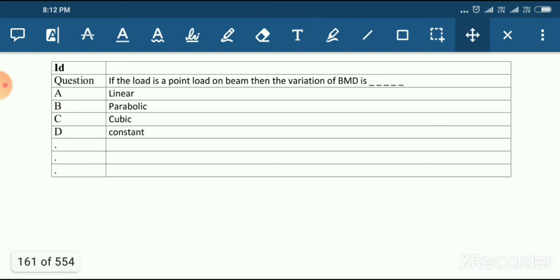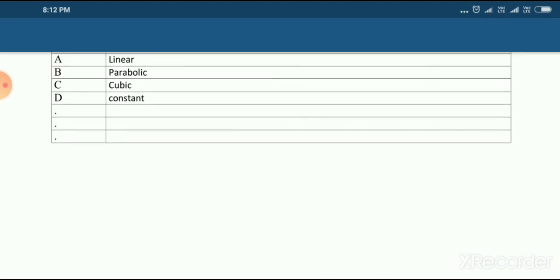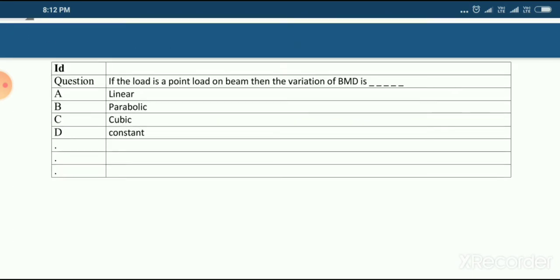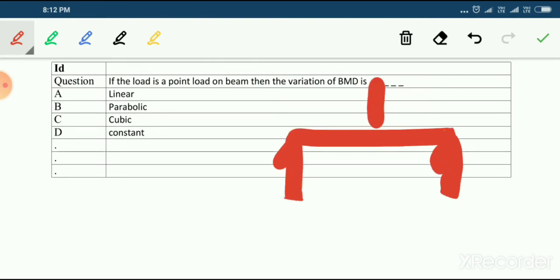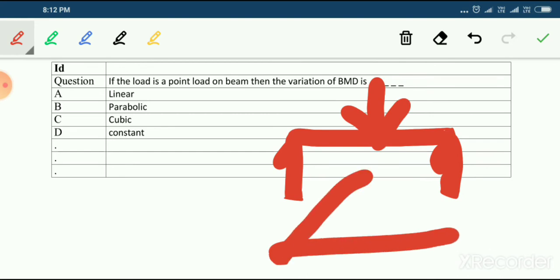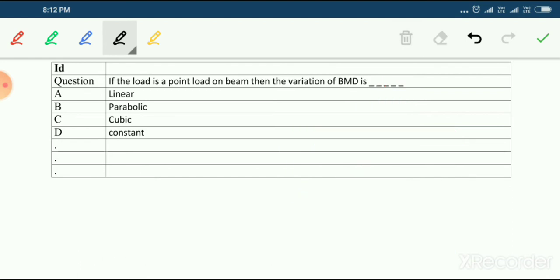If the load is a point load on the beam, then the variation of BMD is? If it is a point load, how is the BMD? It will be linear. If you study according to that, and you know the standard diagrams, then only can you solve the objectives on SFD and BMD. Okay, this is the case. We'll move to the next one.